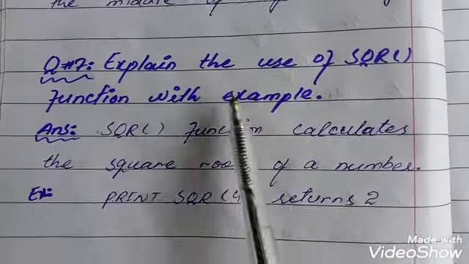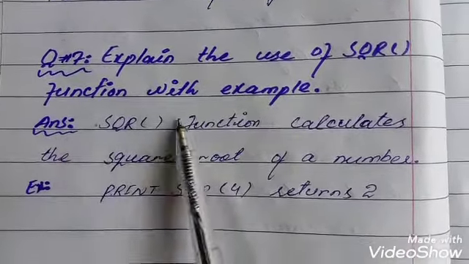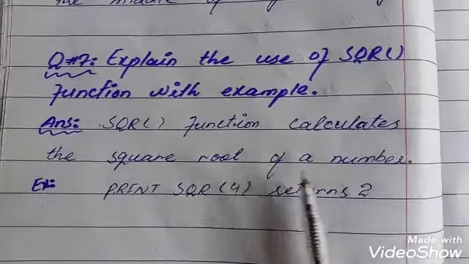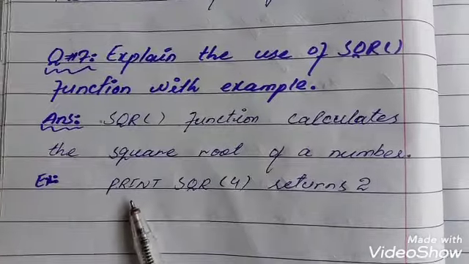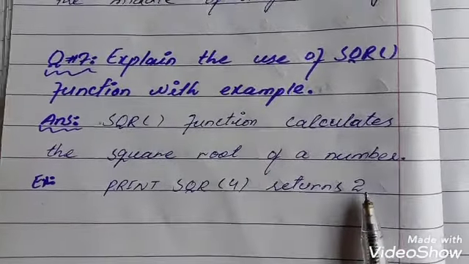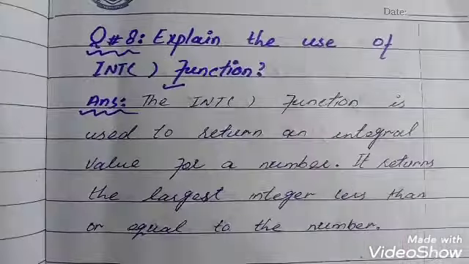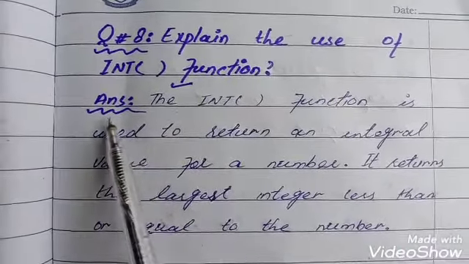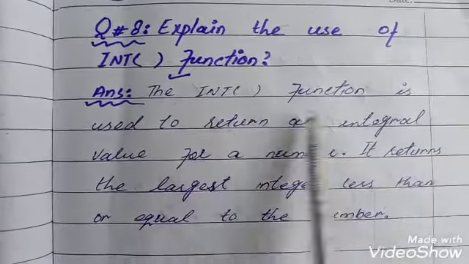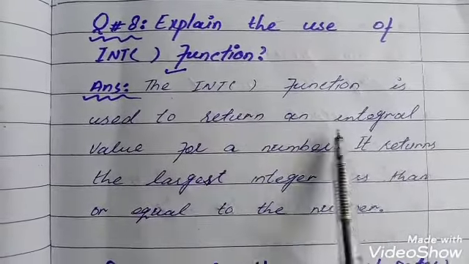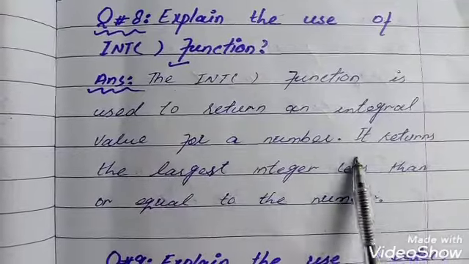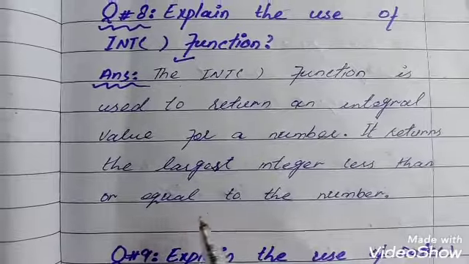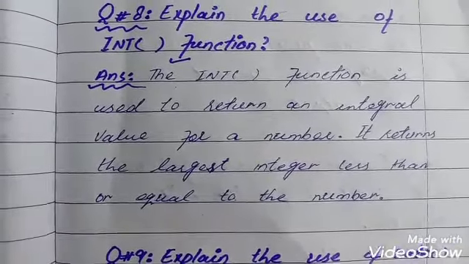Question number 7, explain the use of square function with example. Answer, square function calculates the square root of a number. Example, print square 4 returns 2. Question number 8, explain the use of int function. Answer, the int function is used to return an integer value for a number. It returns the largest integer less than or equal to the number.